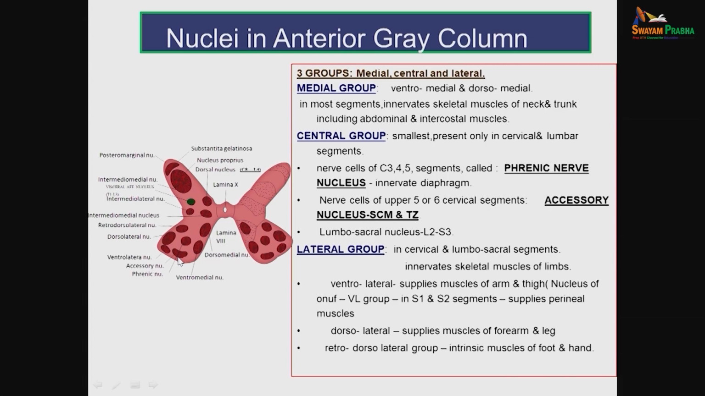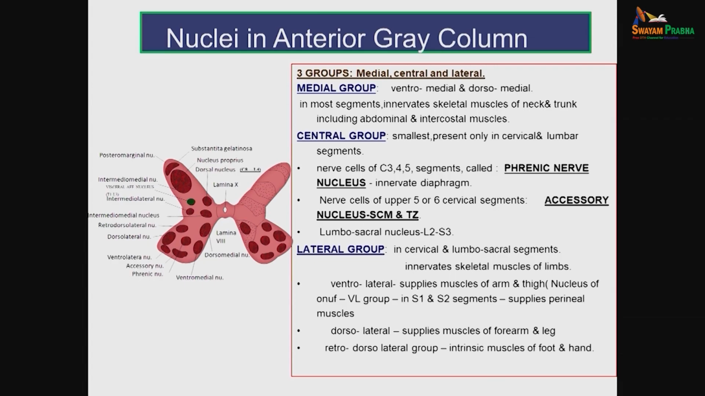Coming to the central group, please see in this picture, there are two important nuclei in the central group. This central group is present only in cervical and lumbar segments. In the C3, C4, C5 segments, the nucleus which is present is called the phrenic nucleus. You can see the phrenic nucleus marked here. The axons of this will go and innervate the diaphragm. Then you can see anterior to it the accessory nucleus.